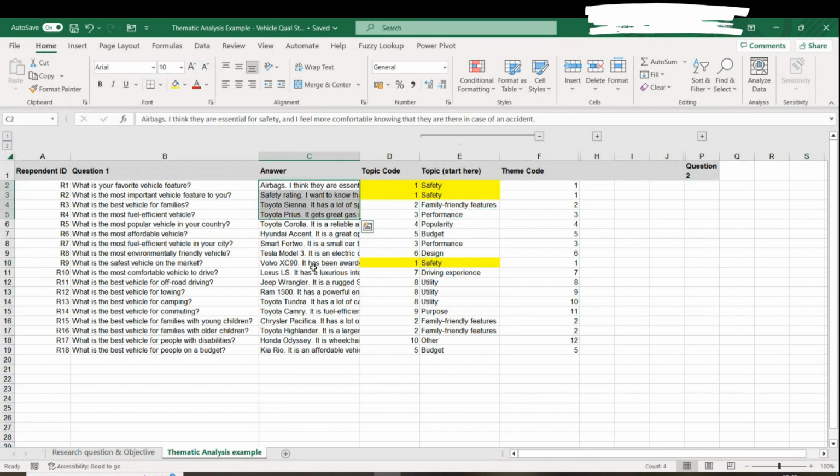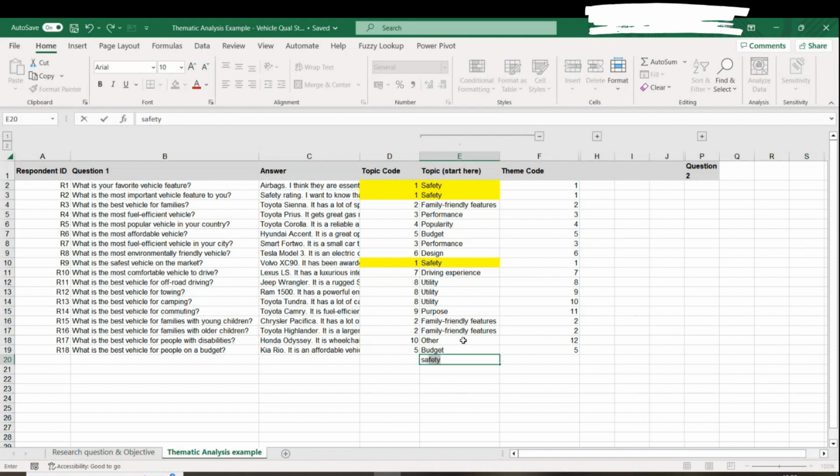Or you can go and read all the different respondents' answers and then pick up what people are saying, and then start and say, okay, people are talking about safety. And then maybe start from there and say, okay, I'm giving safety number 1. Or you can do it the other way around, where you already have five topics to start with, and then the more you read what people said, you can increase your topics.